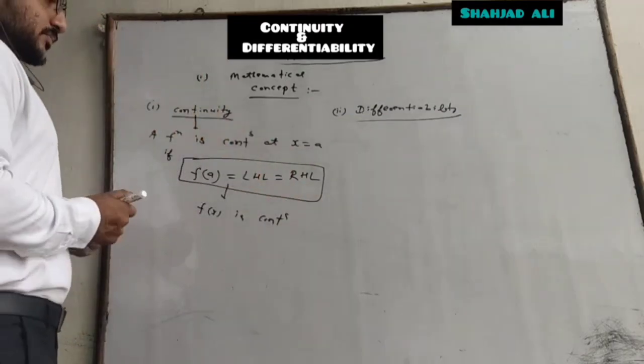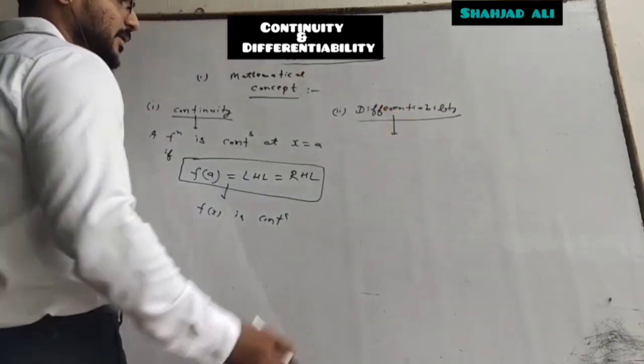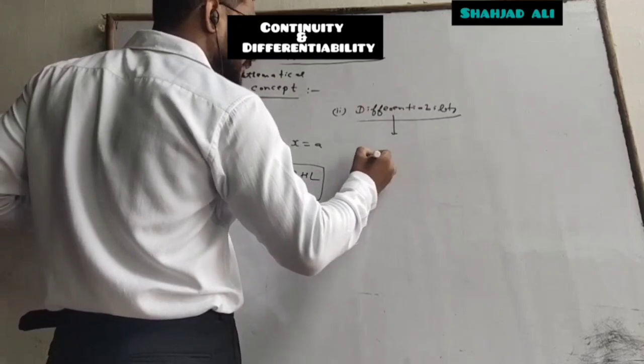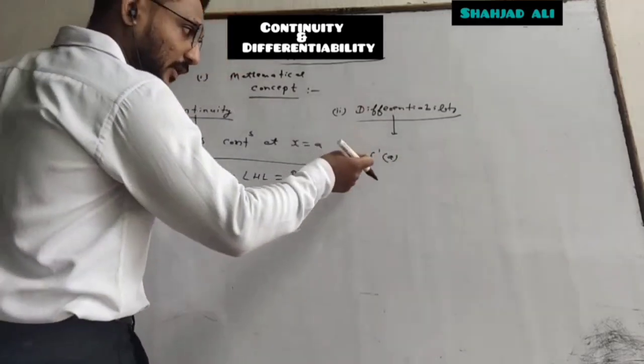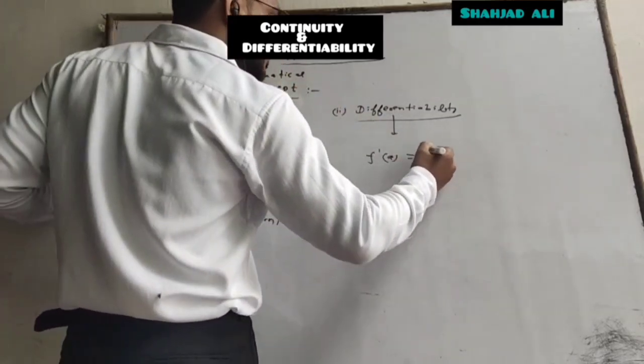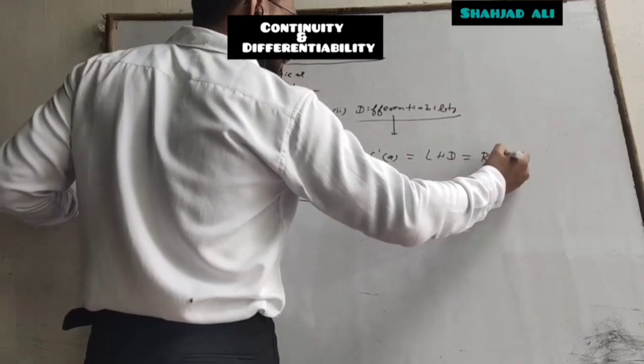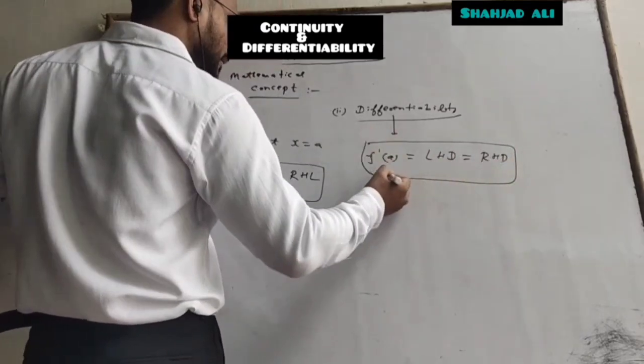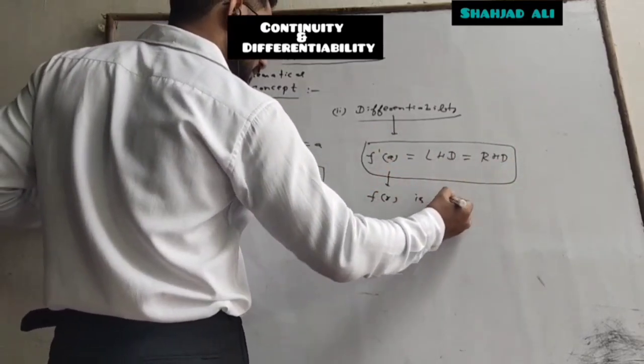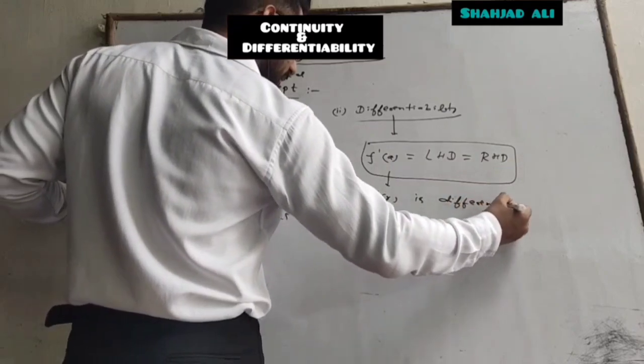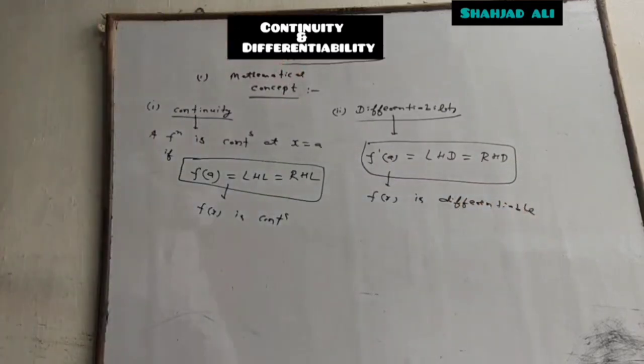Simple. Now let's talk about differentiability. Here the simple case is if f dash a, the value of the differentiated function, is equal to the left hand derivative is equal to the right hand derivative, the function f(x) is differentiable. Okay, we will cover it with some questions. So these are the simplest cases of continuity and differentiability.